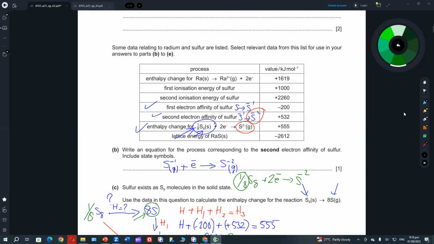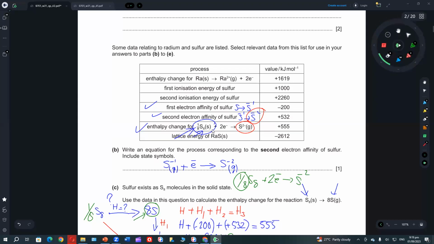Can we use the lattice energy of radium sulfide? First, we should see whether we break the lattice, we have lattice enthalpy, right? And we don't have any other formation enthalpy change. Okay, we have the first equation, the ionization. I think as a logic of doing CIE papers, we need to think something different from the previous part.